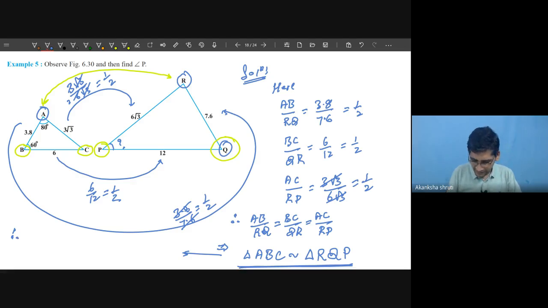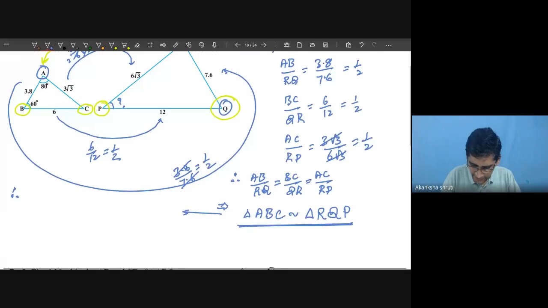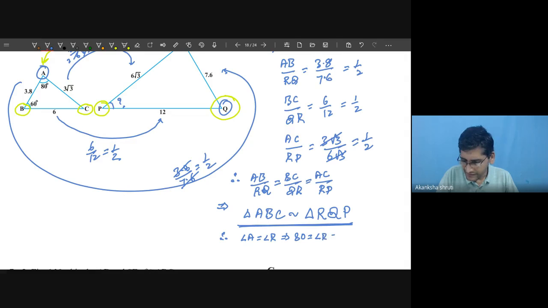Therefore, after this you have to write, or let me write here itself, the condition. When the two triangles are similar, corresponding to angle A, we have angle R. So angle A is equal to angle R. This implies 80 is equal to angle R. This implies angle R we have calculated is equal to 80 degrees.